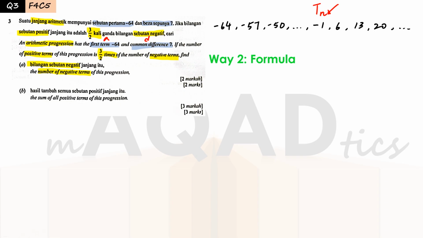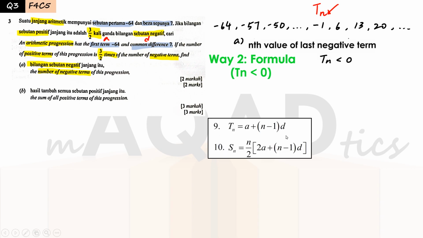Okay, so to solve this, which is to find the last negative term, we can use this inequality, Tn less than 0. It basically means we are finding the last term which is less than 0, meaning negative. Here we can use the formula for Tn in arithmetic progression, which is this one. Then we just need to substitute the values of a and d, which is negative 64 and 7. Then we just simplify.